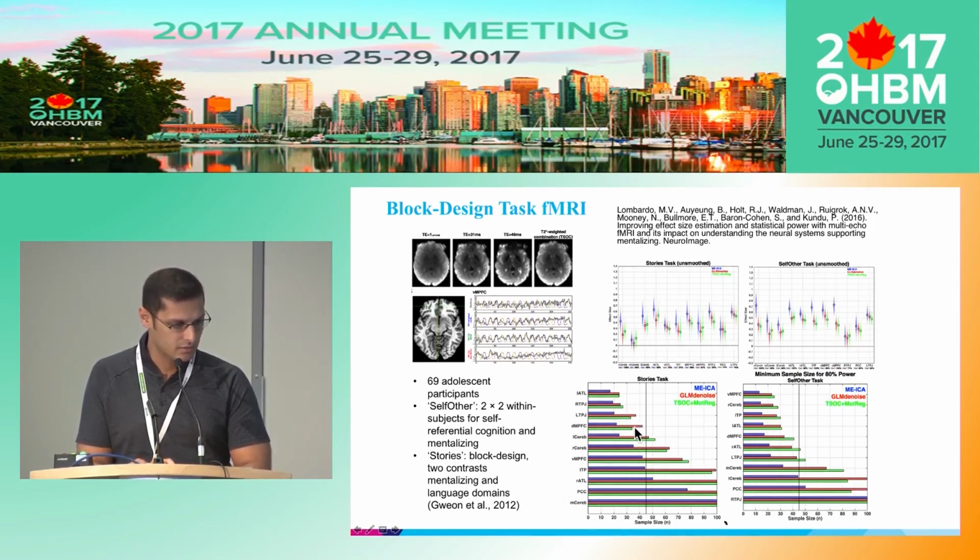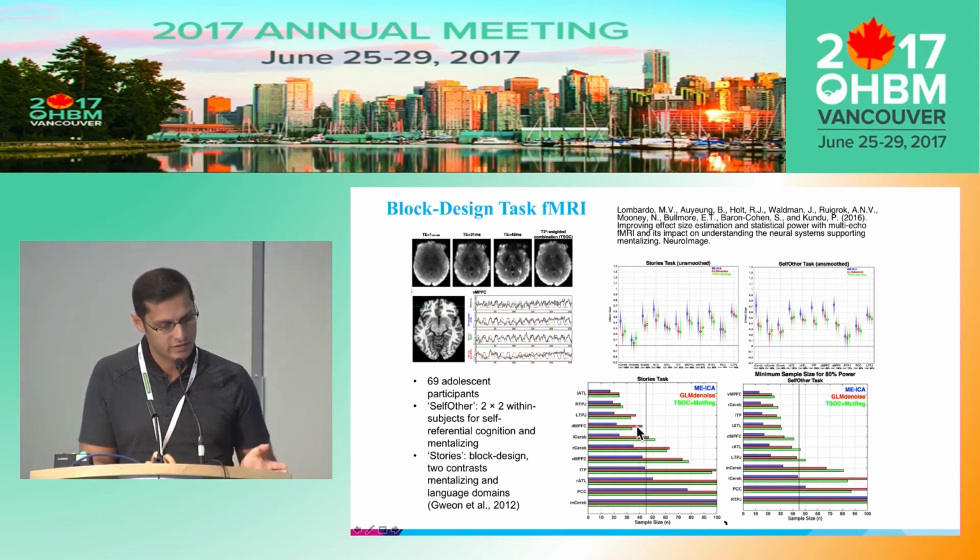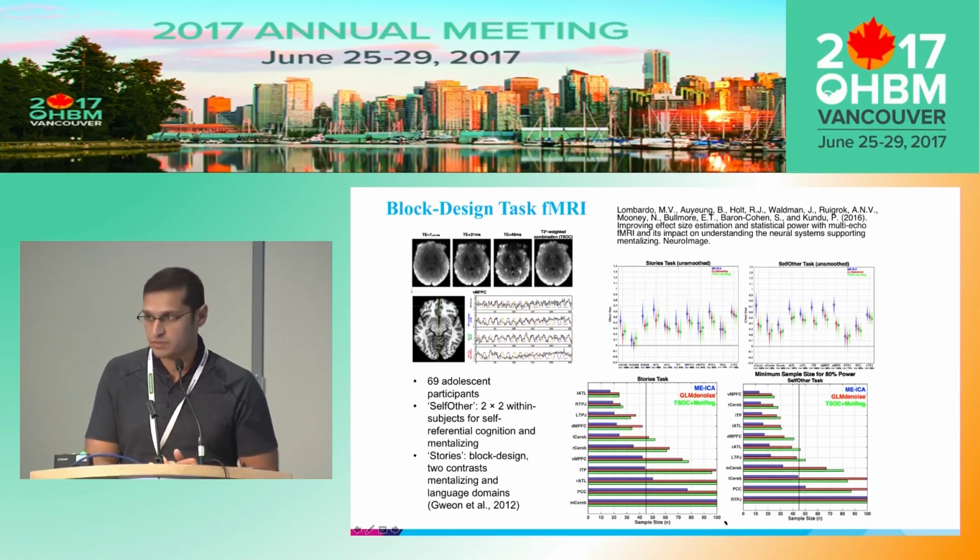Given essentially, if you wanted to find a significant activation at 80% power in DMPFC, where you'd need 45 subjects, you can actually do it after just taking the same data but analyzing with multi-echo ICA in half the number of subjects. And this kind of played out through most of the regions, or all the regions actually. Some of the regions were kind of equally bad.